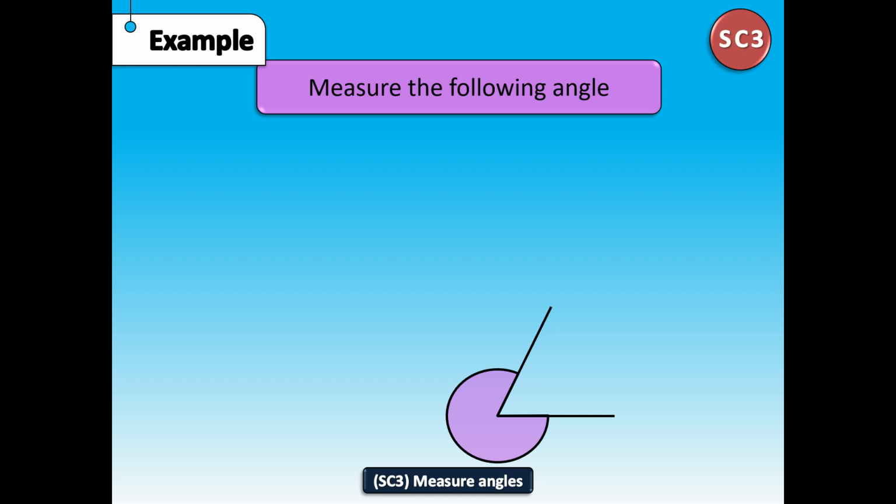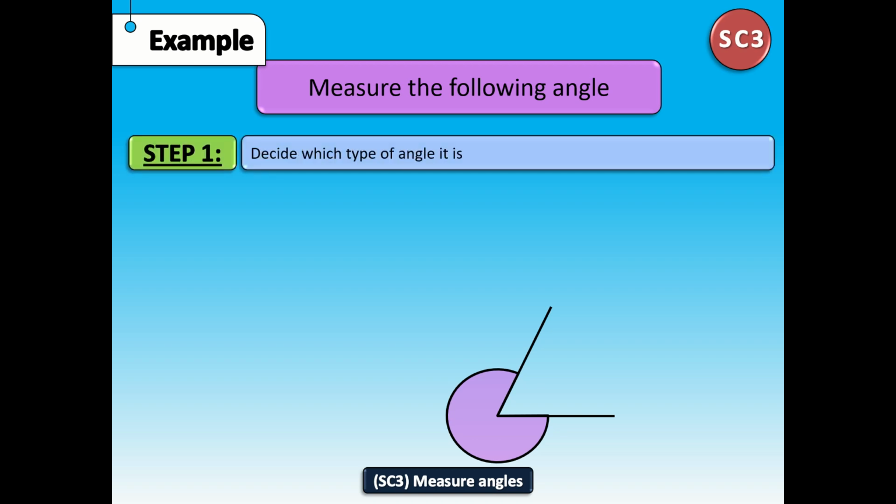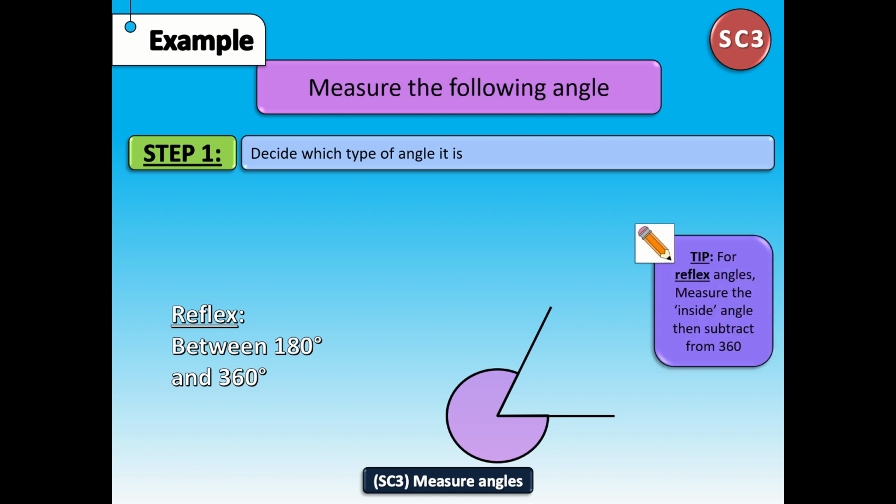Again, we need to measure this angle here. So we need to decide what type of angle it is. So this is a reflex angle. So it's going to be in between 180 degrees and 360 degrees. So for reflex angles, we need to measure the inside angle and then take it away from 360.